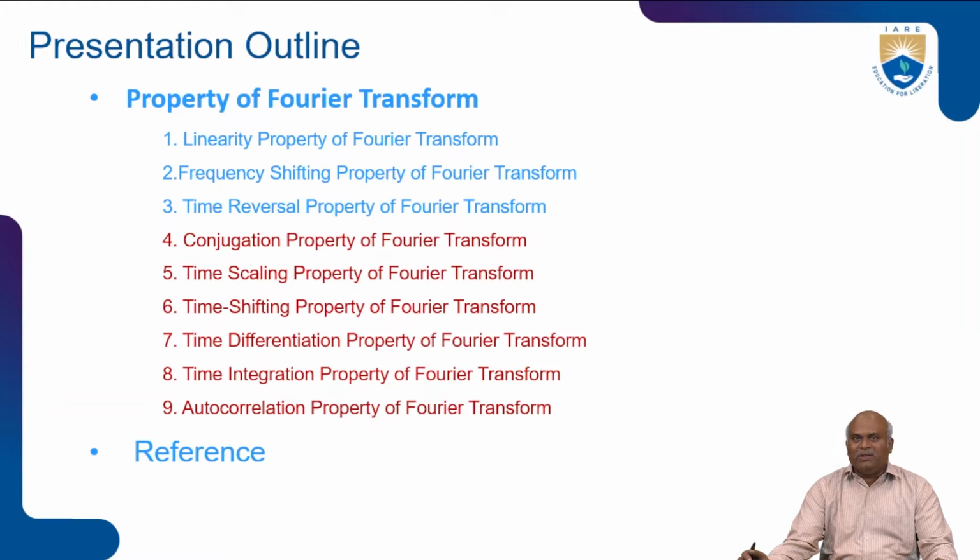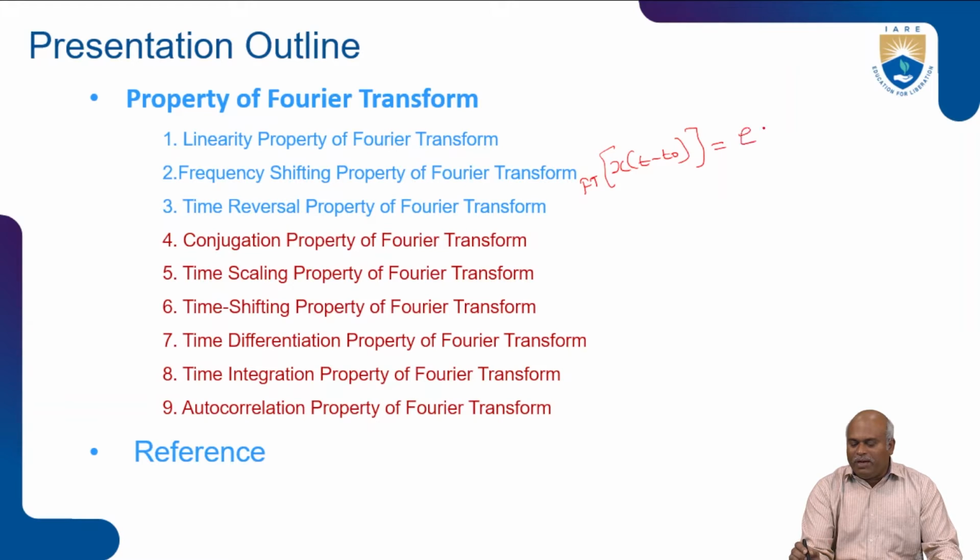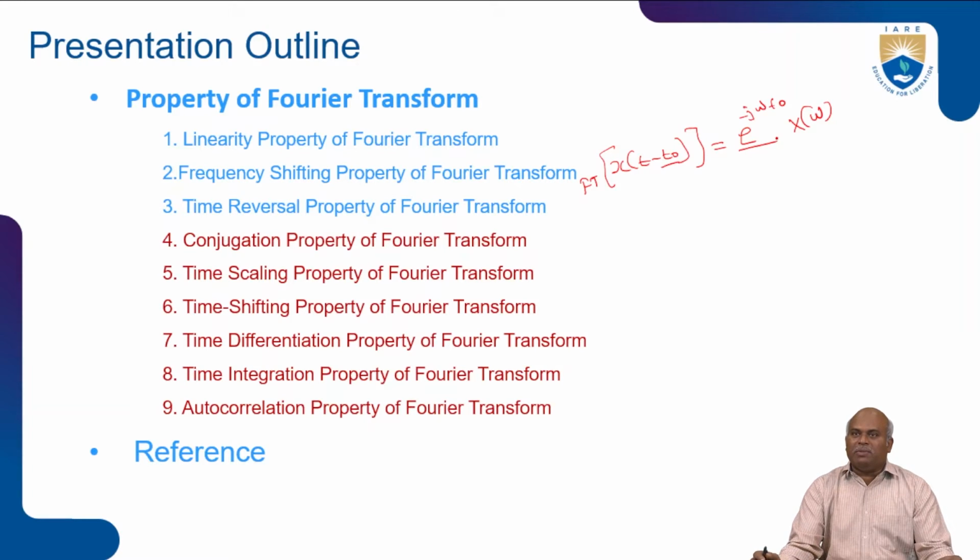Next, we went to the frequency shifting property of the Fourier transform. If you shift in the input side, it is multiplied by an exponential of how much time you are shifting. For example, if we take x of t minus t0, the Fourier transform is e power minus j omega t0 into X of omega. So however much you shift, that much exponential multiplication happens in the Fourier transform.